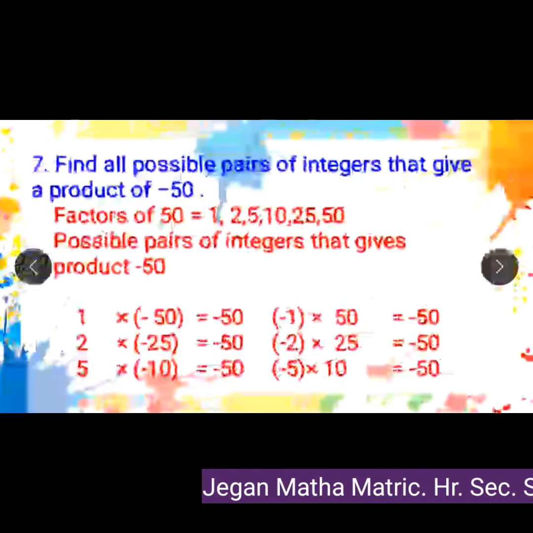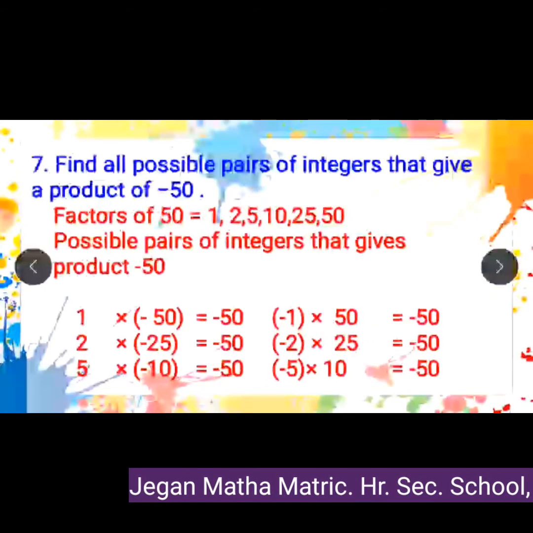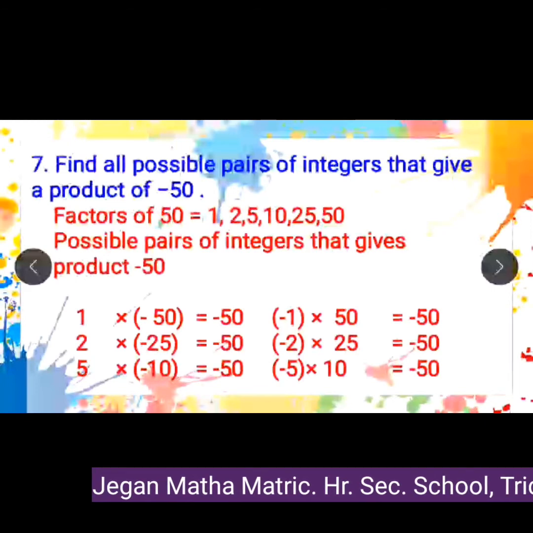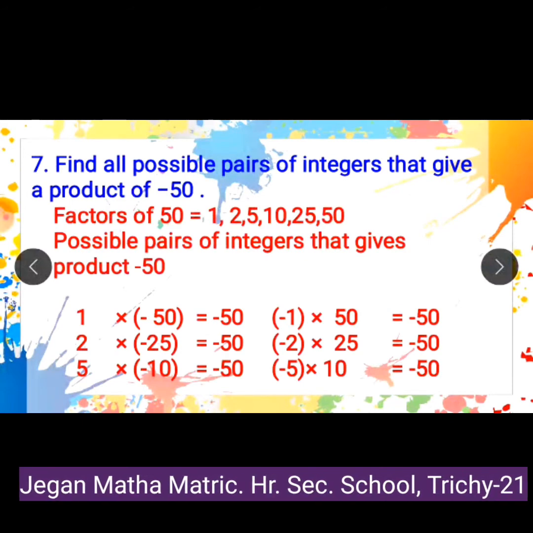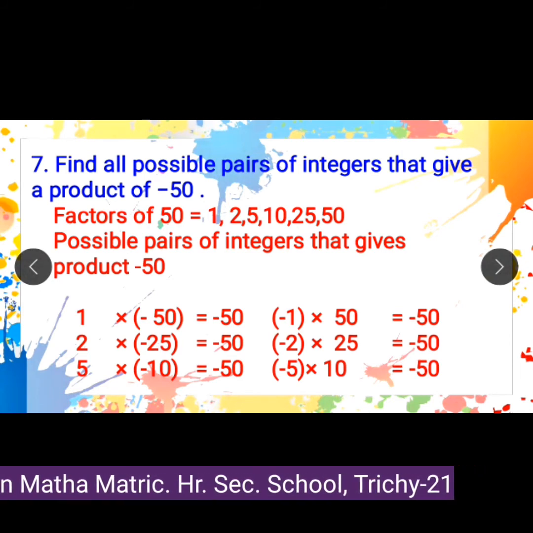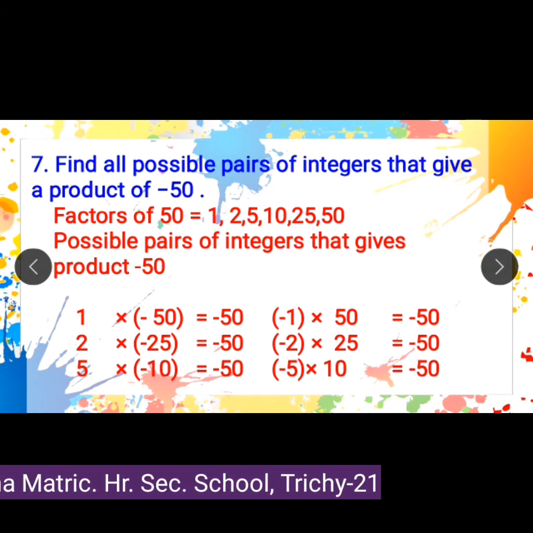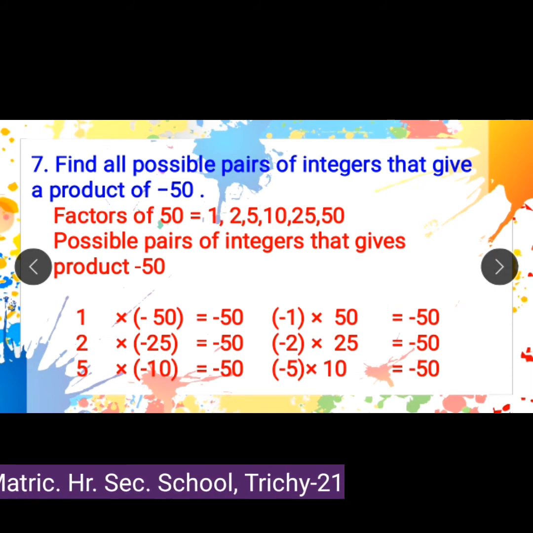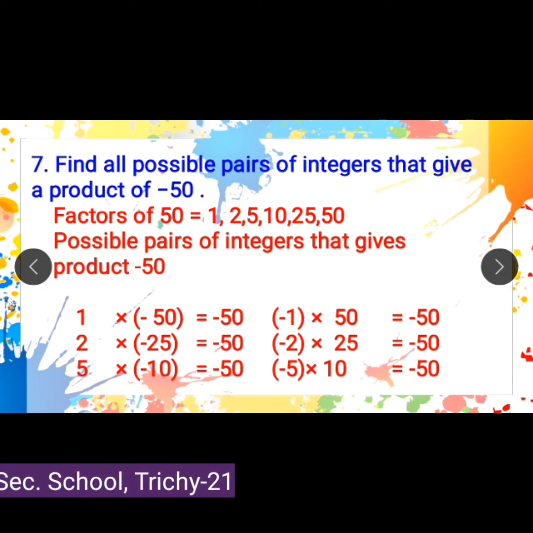Seventh sum. Find all possible pairs of integers that give a product of minus 50. First, we can find the factors of 50. And then, we can write the pairs of integers that gives the product minus 50. So, first, we write the factors of 50. What are the factors of 50? 1, 2, 5, 10, 25 and 50. Now we can write all possible pairs of integers that gives the product minus 50.